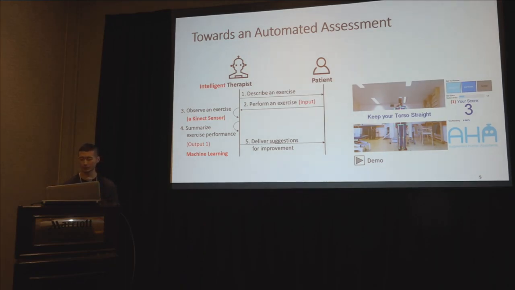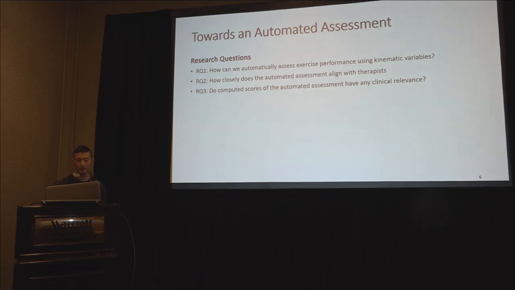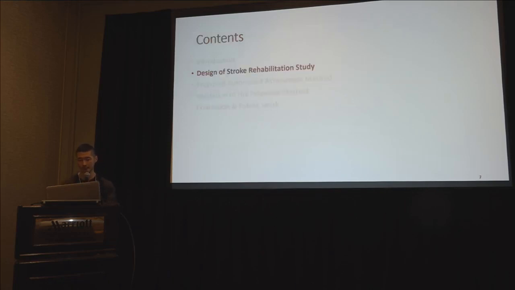This is a running example, and I have a demo, but I will skip it for the sake of time. In this paper, I'll mainly address the following three questions. The first is how we could automatically assess the exercise performance. The second is how well it aligns with the therapist evaluation, and whether such a computed score has any clinical relevance. Now I will describe our design of the stroke rehab study.